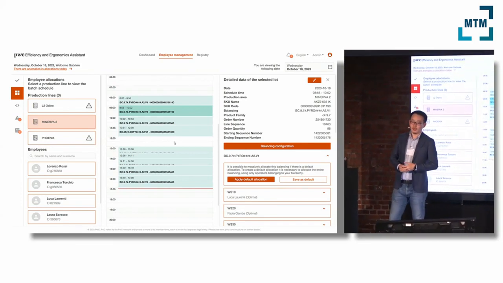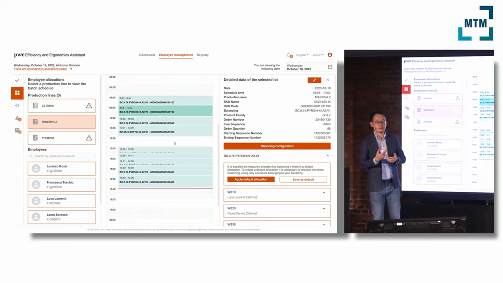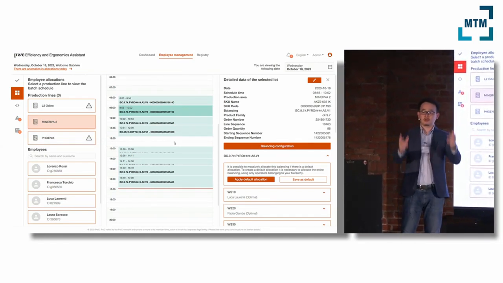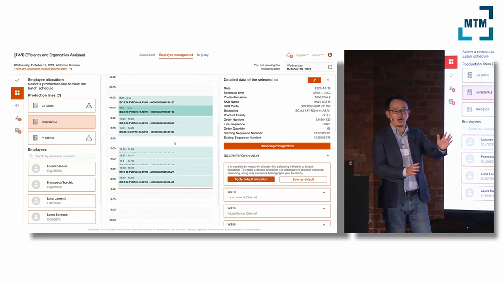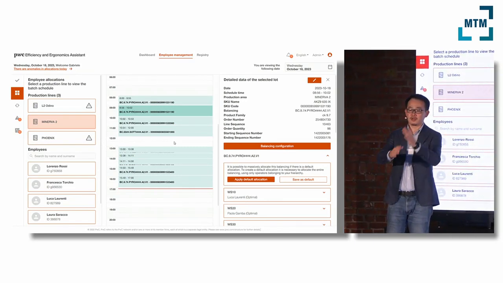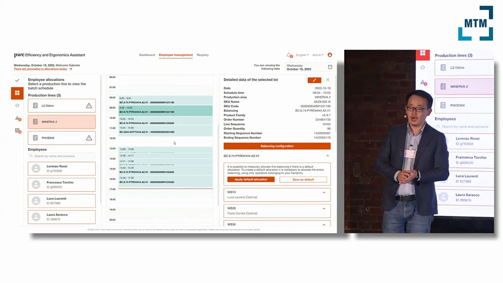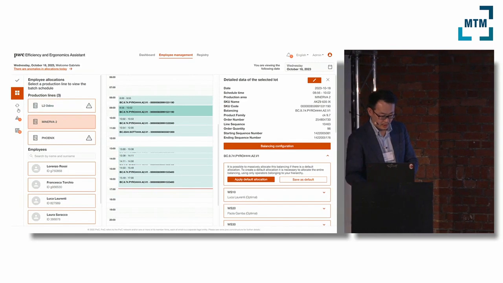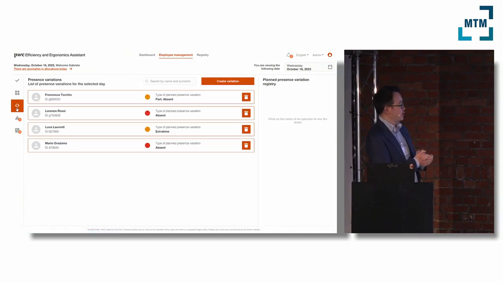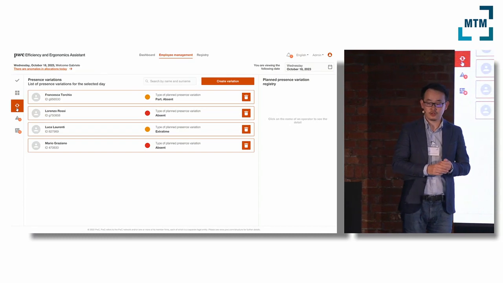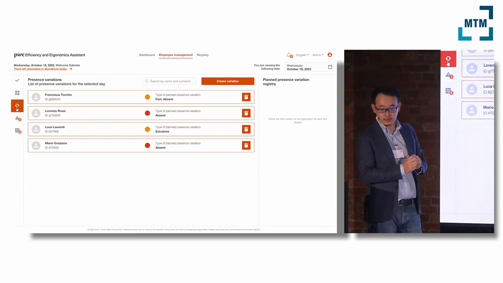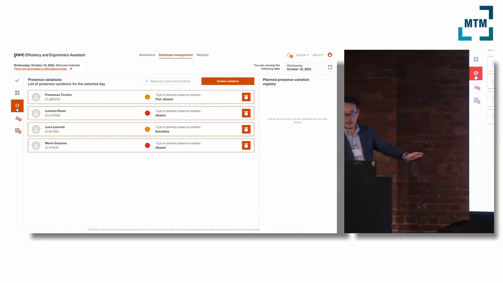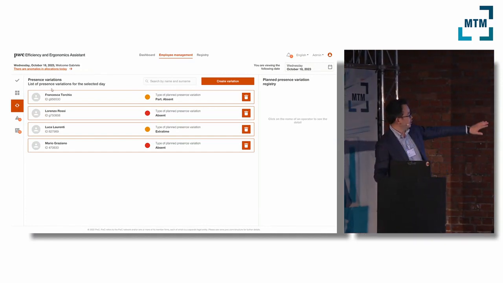At a certain time, one operator comes to me and asks for permission, because tomorrow he will do, I don't know, a blood donation. Unfortunately, from 13 o'clock to 15 o'clock, he wouldn't be there. In that case, I can enter here. Here is a section where I can manage all my presence variations. So the operator came to me and told me that unfortunately, tomorrow he won't be there. So, okay, I will enter here.